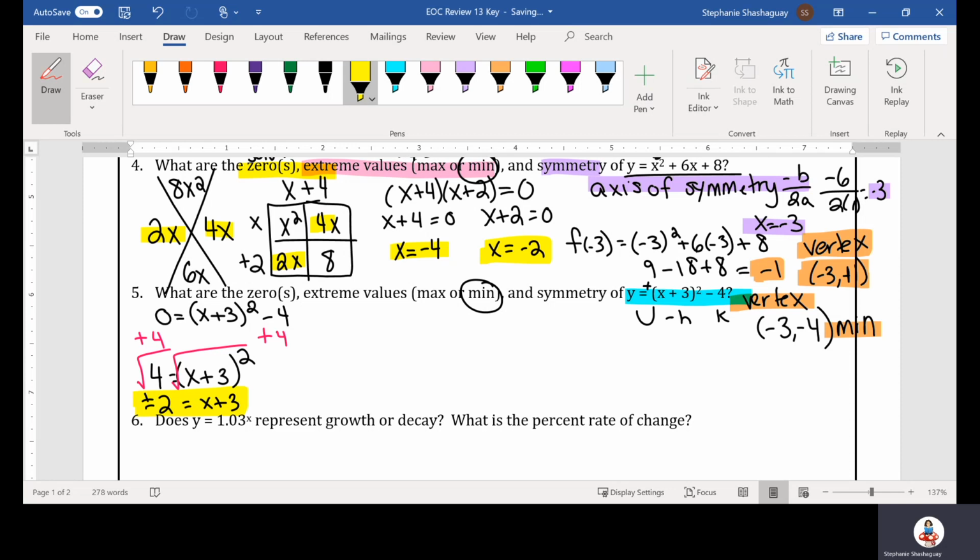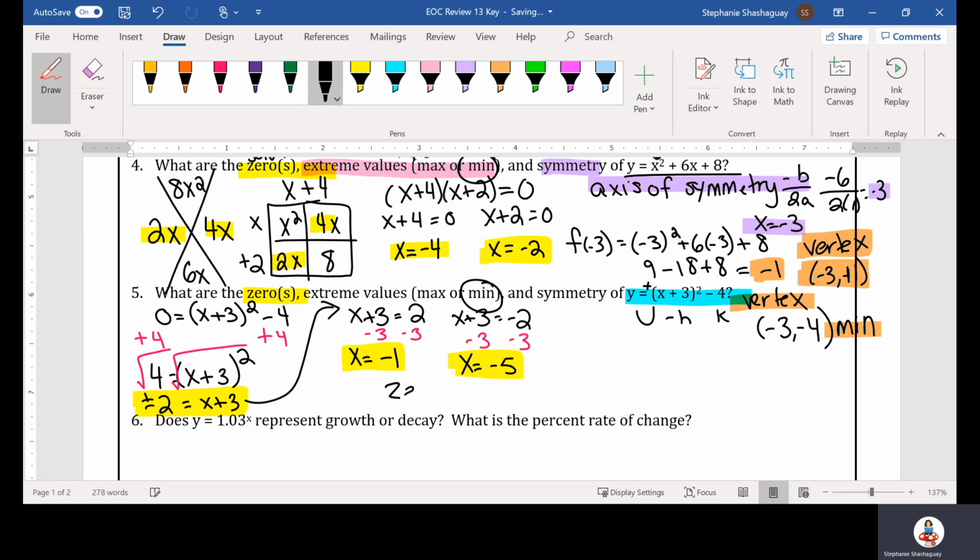So now I need to take this whole function and solve it. So I'm going to have x plus 3 is equal to the positive 2. So that means x is equal to -1, because all I did was subtract 3 and subtract 3. And then I'm going to have x plus 3 is equal to -2. When I subtract 3 and subtract 3, x is equal to -5. So those are my zeros, my solutions.